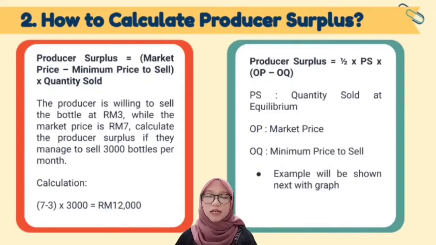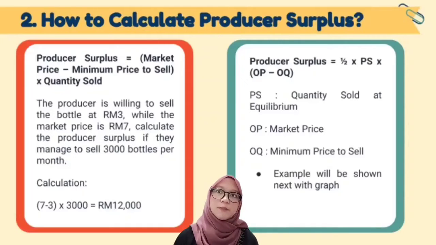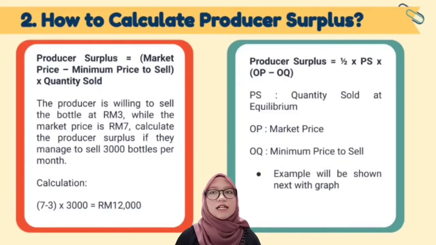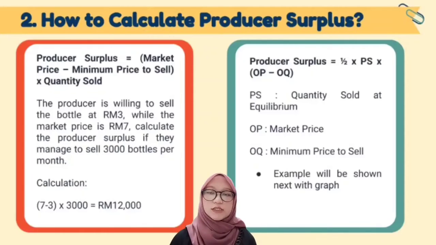Next is how to calculate the producer surplus. So the first formula is market price minus minimum price to sell, times quantity. So this is the example. If the producer is willing to sell the bottle at 3 ringgit while the market price is 7 ringgit, how to calculate the producer surplus if they manage to sell 3,000 bottles per month? So the calculation should be 7 ringgit minus 3 ringgit times 3,000. So it will equal to RM12,000.